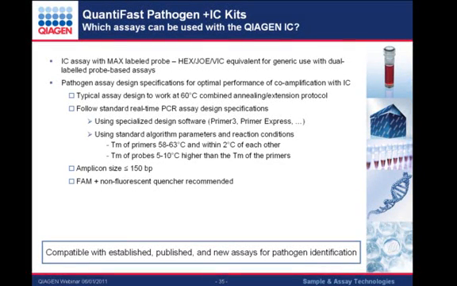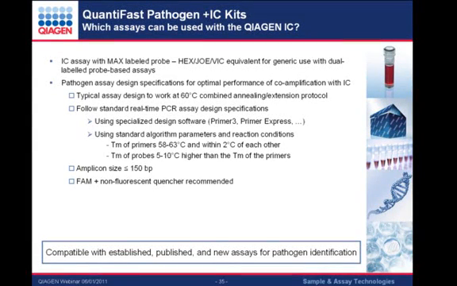As I mentioned before, the QuantiFast Pathogen+IC kits can be used with most existing or new assays. However, for ideal duplex performance of the pathogen and the IC assay, some design guidelines should be considered for the employed pathogen assay. The probe of the internal control assay is labeled with MAX, which is a fluorescent dye equivalent to HEX, JOE or VIC. For the pathogen assay, we recommend using FAM as a reporter dye, and we recommend using a non-fluorescent quencher, such as, for example, Black Hole Quencher.